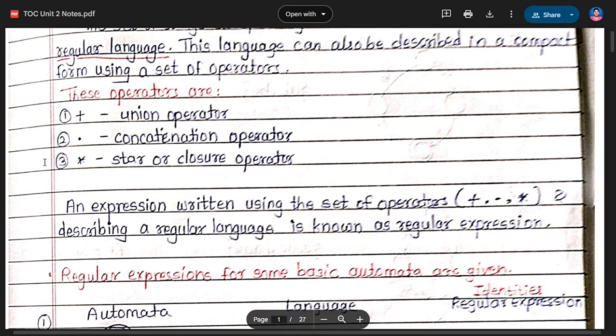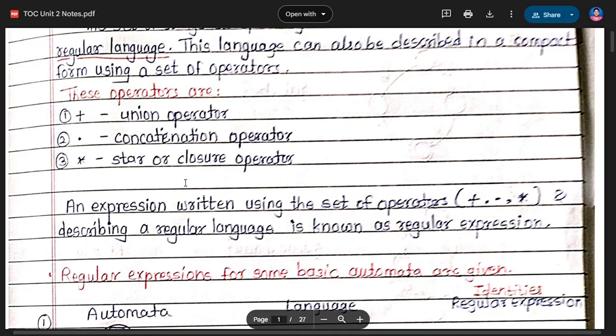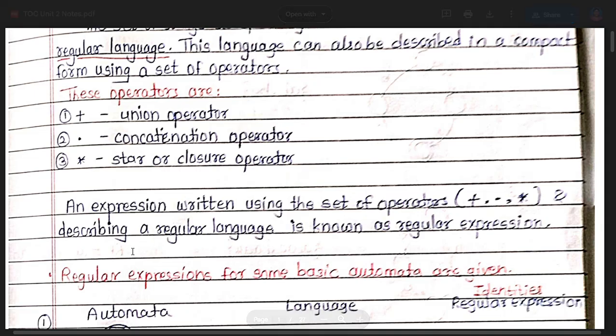Next, an expression written using this set of operators, meaning plus (union), dot (concatenation), or star (closure), that describes a regular language is known as a regular expression. With the help of these operators, it describes a regular language, and that is known as the regular expression.